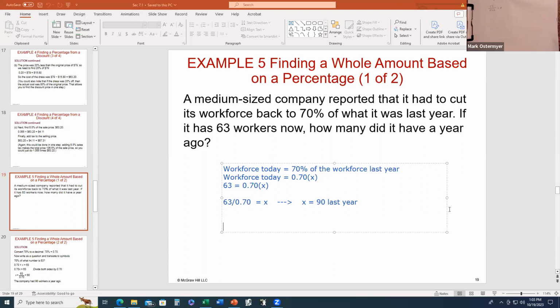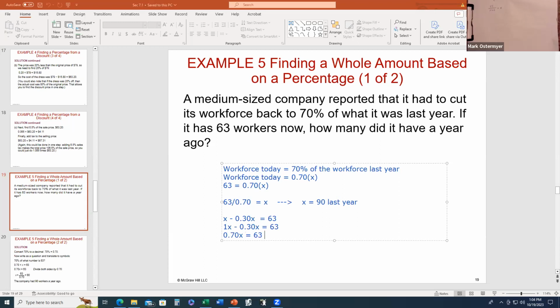Method 2. First of all, you could take the workforce last year, which is X. We don't know what it is. Then you can subtract off 30% of X because they're cutting back by 30%. That must be equal to the workforce today. Here's another way to do the problem. Now we're going to solve this equation for X. But what's 1? Notice you got 1 in front of X here. What's 1X minus 0.30X as we combine these like terms? What's 1 minus 0.30? Doesn't that give you 0.70?